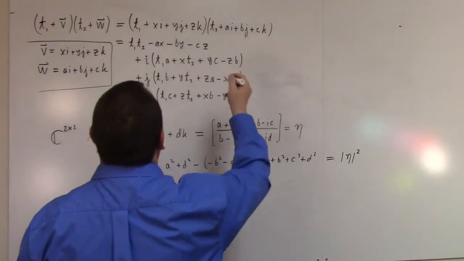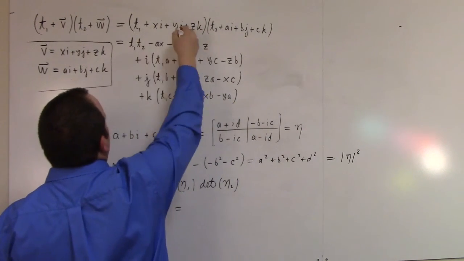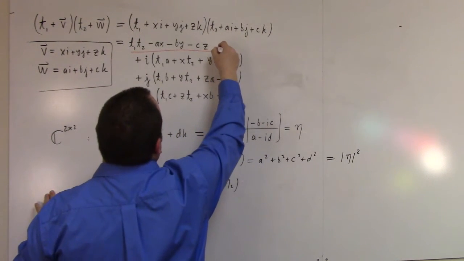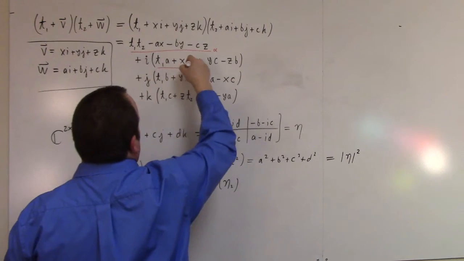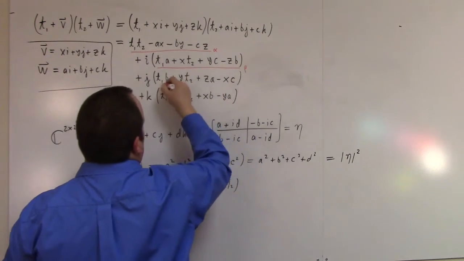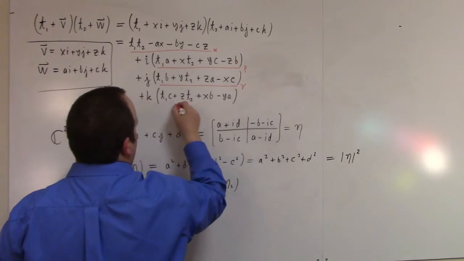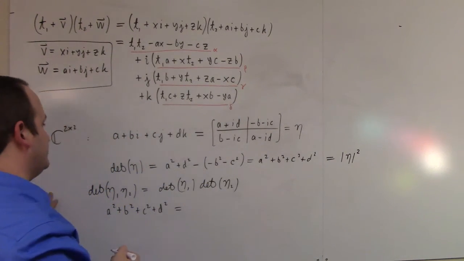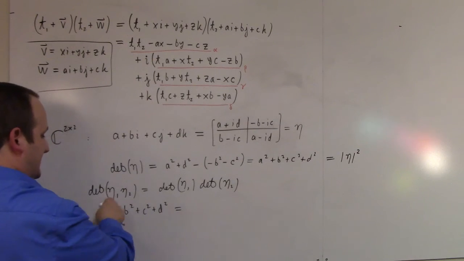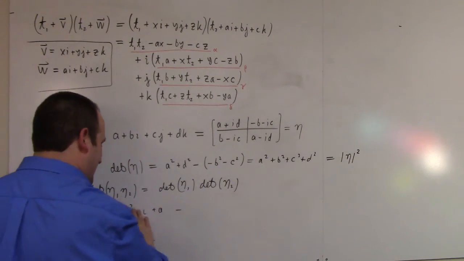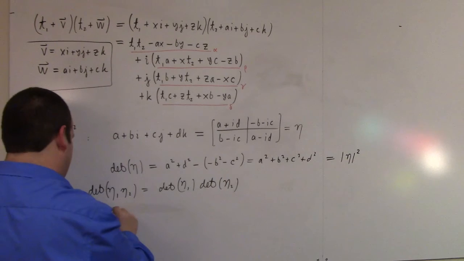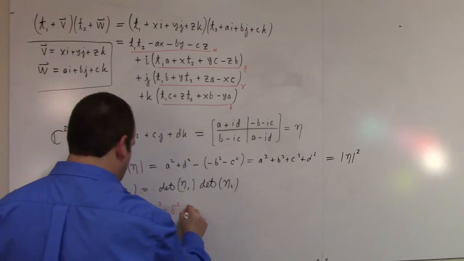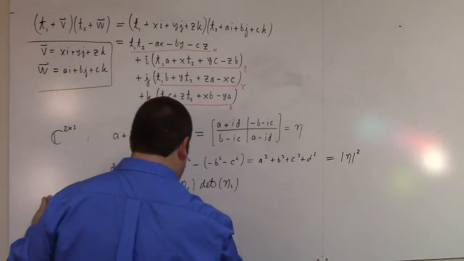So if I was to call this whole quantity, say, alpha. If I was to call this whole quantity beta. If I was to call this whole quantity gamma. If I was to call this whole quantity delta. Right? Then that's what should be here. Not a squared plus b squared plus c squared plus d squared. No. Alpha squared plus beta squared plus gamma squared plus delta squared is equal to the product.